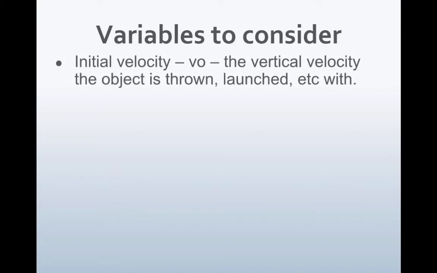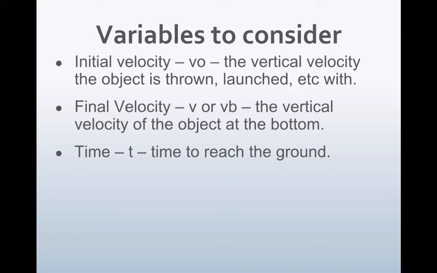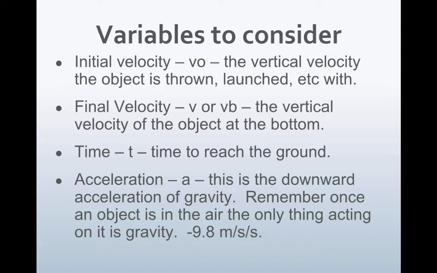Initial velocity, or V naught, is the vertical velocity the object is thrown, launched, shot, etc. Final velocity, V or even VB, is the vertical velocity at the bottom. Time is T, the time to reach the ground. Acceleration is A, or sometimes G. This is the downward acceleration of gravity. Remember, once an object is in the air, the only thing acting on it is gravity, which is negative 9.8 meters per second per second.